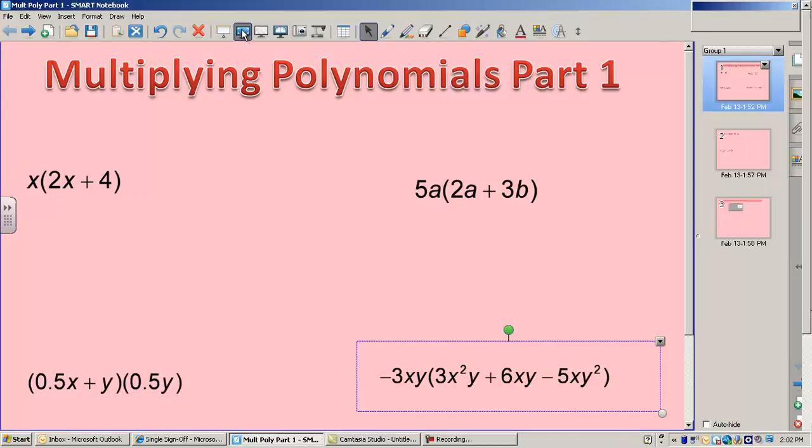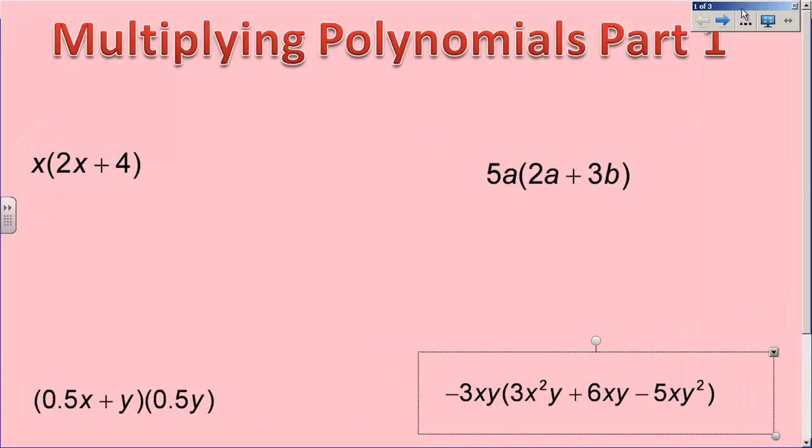So, multiplying polynomials part 1. This actually is split up into 3 parts. You will get part 1 tonight, part 2 tomorrow night, and then part 3 the following night. So you're going to have 3 in a row.